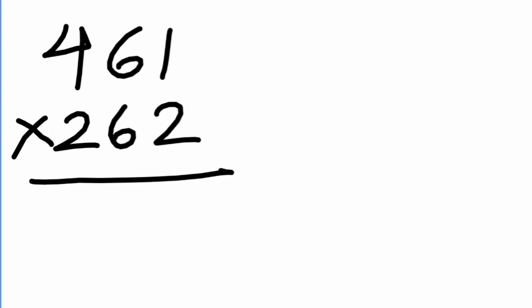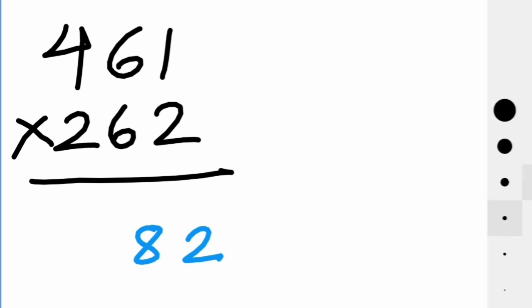Let's take another example. Suppose we need to multiply 461 and 262. Again, 2 1s are 2 is 2. 6 2s are 12 plus 6, 8. 1 will be carried. 4 2s are 8. 8 plus 2, add 36. 46 plus this one carried, 47. 4 will be carried.